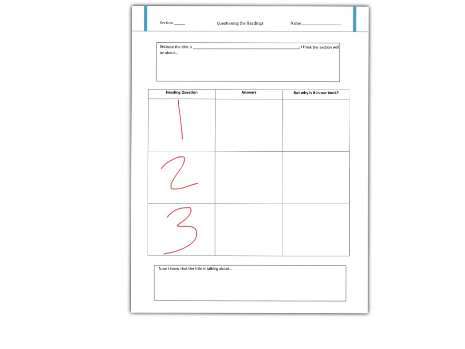So there you are, that's questioning the heading. That will allow you to help preview the content you're going to read before you dig into each section. If you have any questions, make sure you come on up and ask.